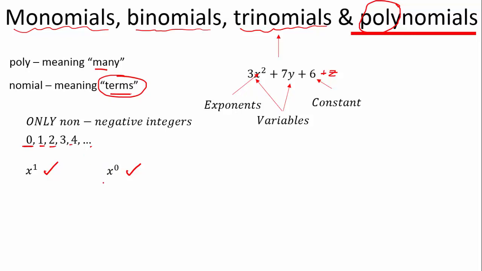What is x to the power of 0? Remember, anything to the power of 0 is 1. So this is also a constant. So what about 6 times x to the power of 0? That would be the same as 6 times 1, which would be 6. And these are also monomials because they only have one term. There are no plusses or minuses.